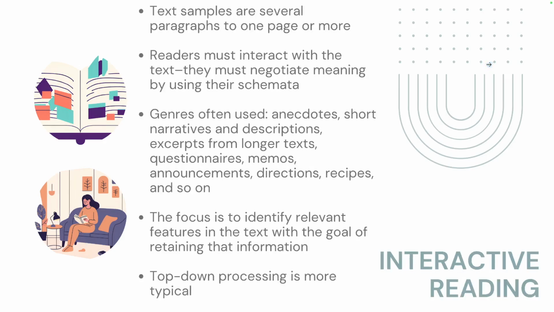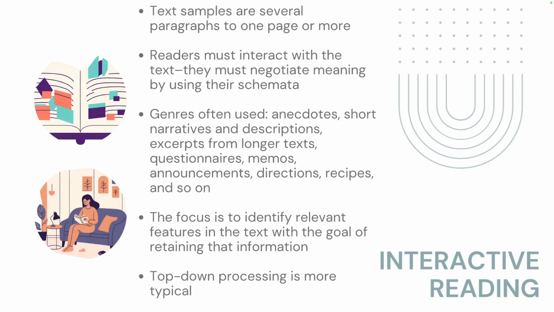Okay, the third one is interactive reading. So here now the samples are several paragraphs to 1 page or more, so it's a longer text. And here readers need to interact with the text, and they need to negotiate meaning by using their schemata. Remember, schemata means their background knowledge. So what they already know about the topic or the genre that they are interacting with.